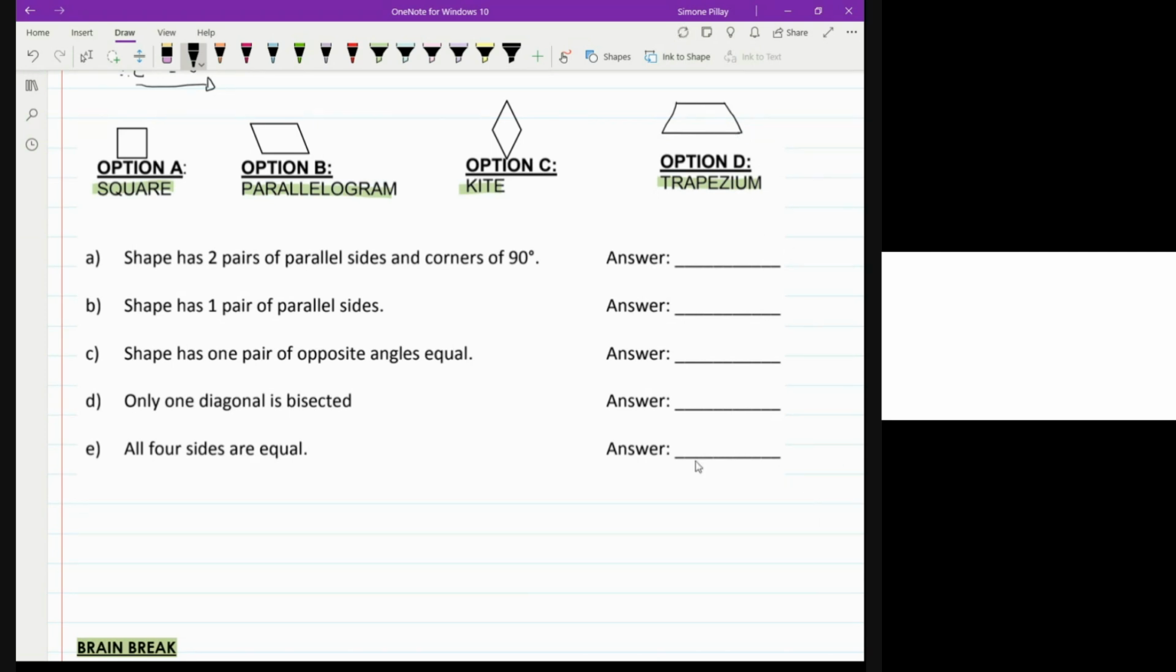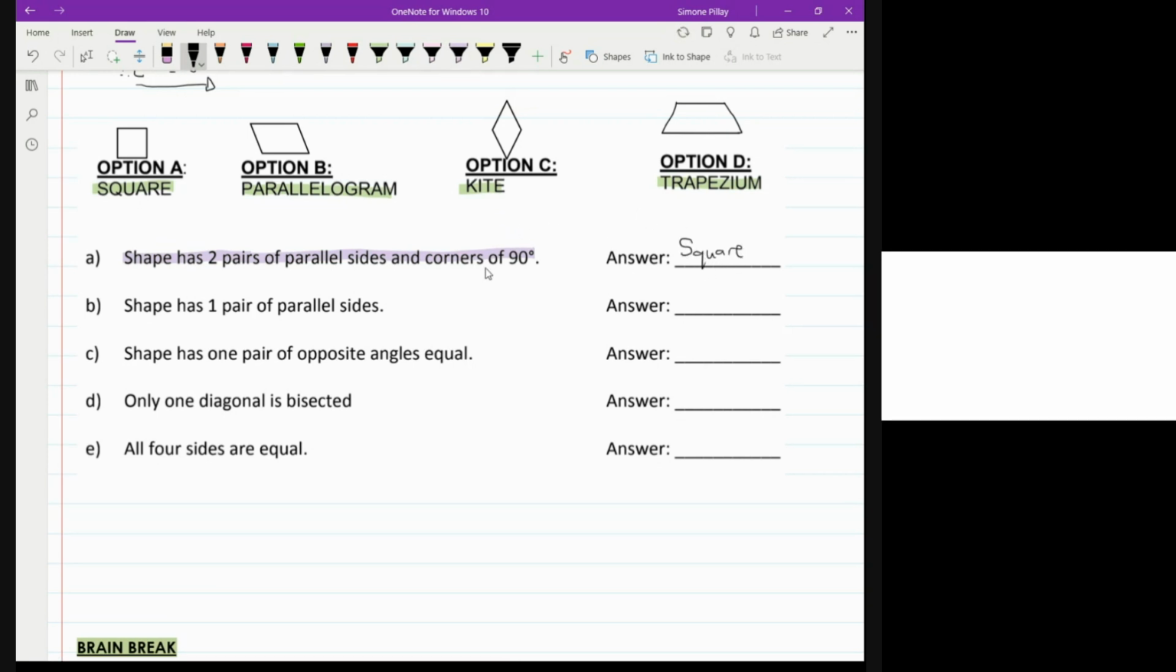Okay, so let's see. Brie has some answers for us. Let's read A first. A is a shape that has two pairs of parallel sides and corners of 90 degrees. Now, you're saying rectangle, which you're not wrong. But remember, we have to pick from our options here. So if we had to pick from our options, which one do we know has corners of 90 degrees and two pairs of parallel sides? It is a square. So this is a square.